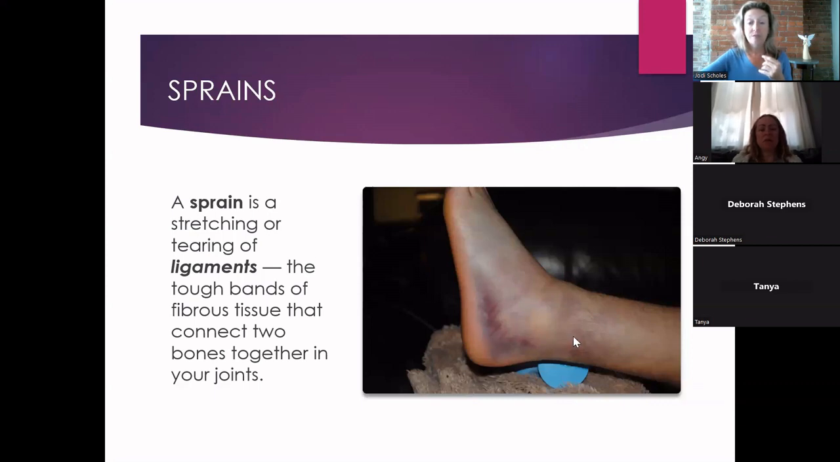you can see here, it's a stretching or a tearing of the ligaments. And ligaments are those fibrous bands that attach bones together. So ligaments attach bones to bones, and that is a sprain.